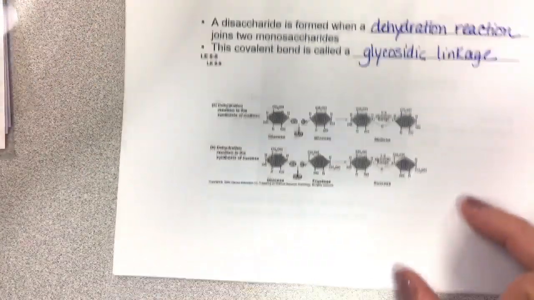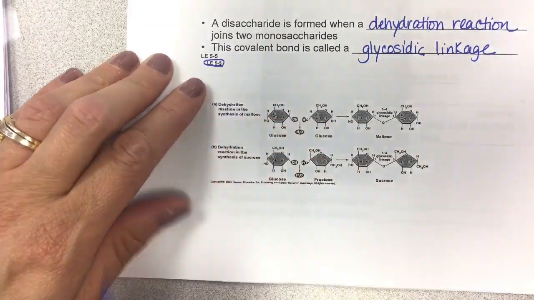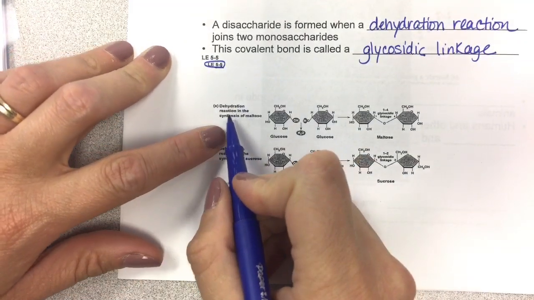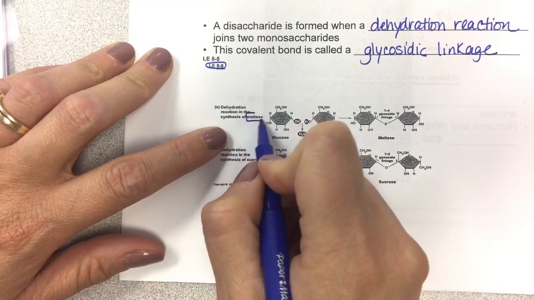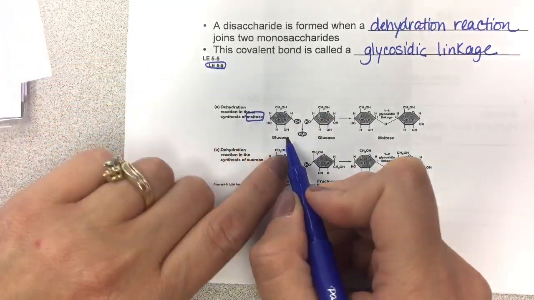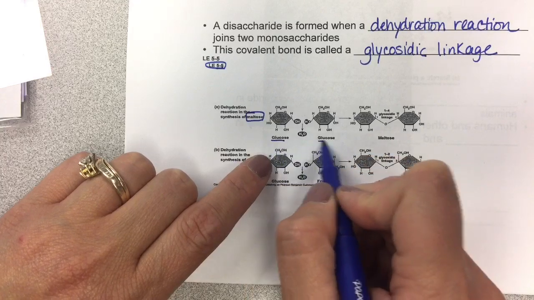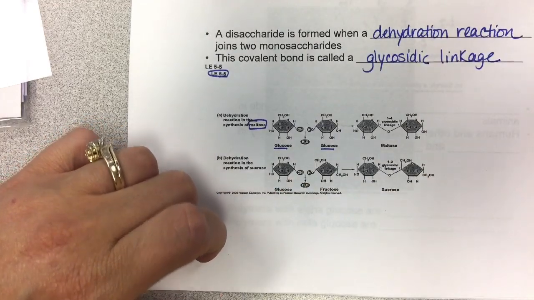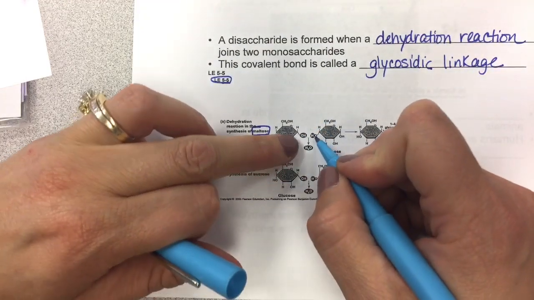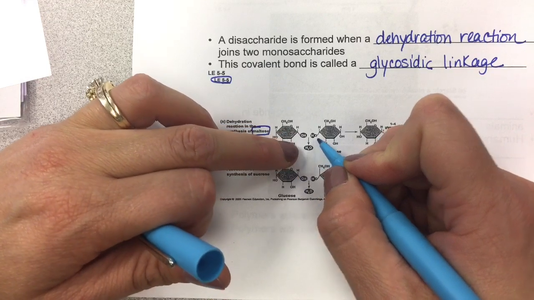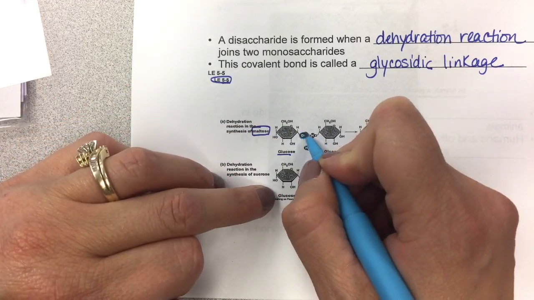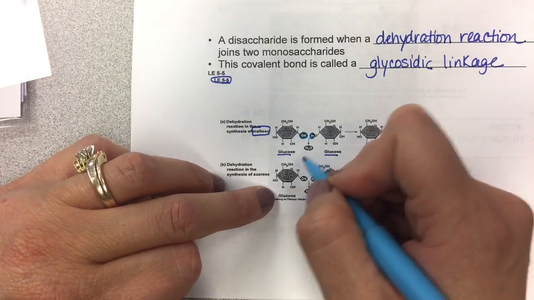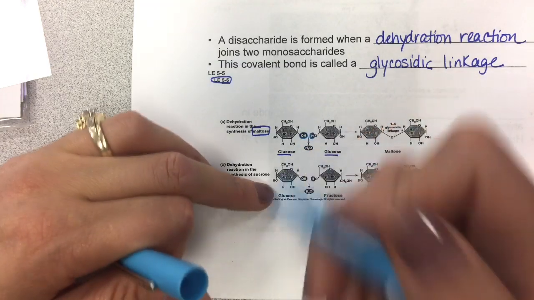So let's look at this picture here, which is 5.5 in your textbook. This shows you making the disaccharide maltose. Here are your two monosaccharides. Maltose is made from glucose and another glucose hooked together. Here are your two groups, an OH group and an OH group. What happens is you lose an OH and an H in a dehydration reaction.